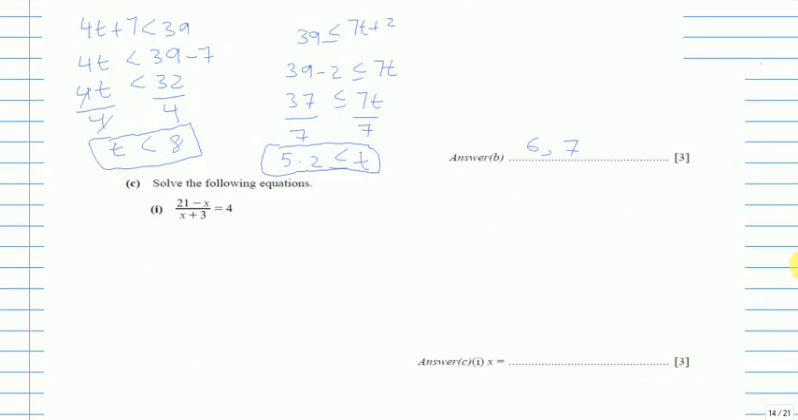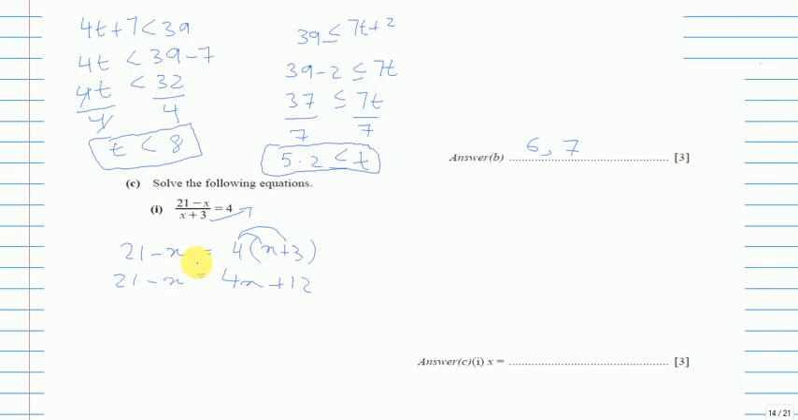Now part C, solve the following equation. Whenever you see x on the denominator, it is always a good idea to get rid of the denominators while solving the equations. Whenever you want to get rid of the denominator, you will multiply both sides by this denominator, or in other words, you can cross it up on the other side of the equation. So it will be 21 minus x is equal to 4 times x plus 3. And 4 times x is 4x, and then 4 times 3 is 12.